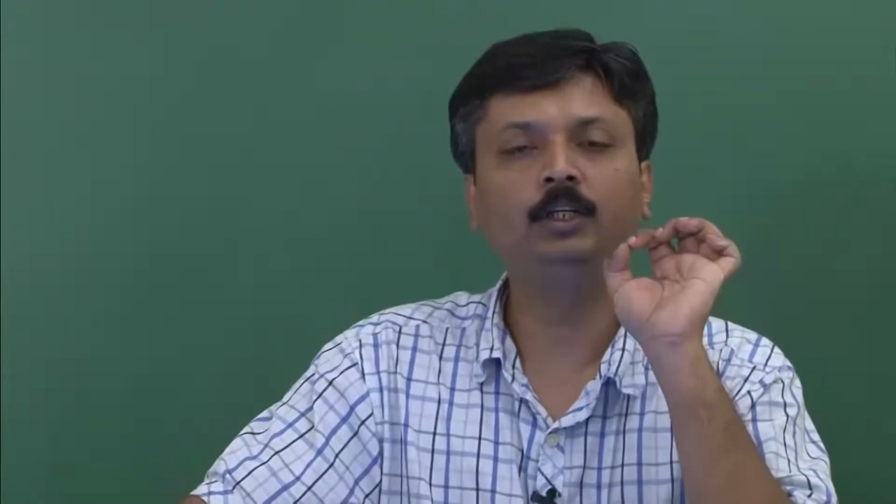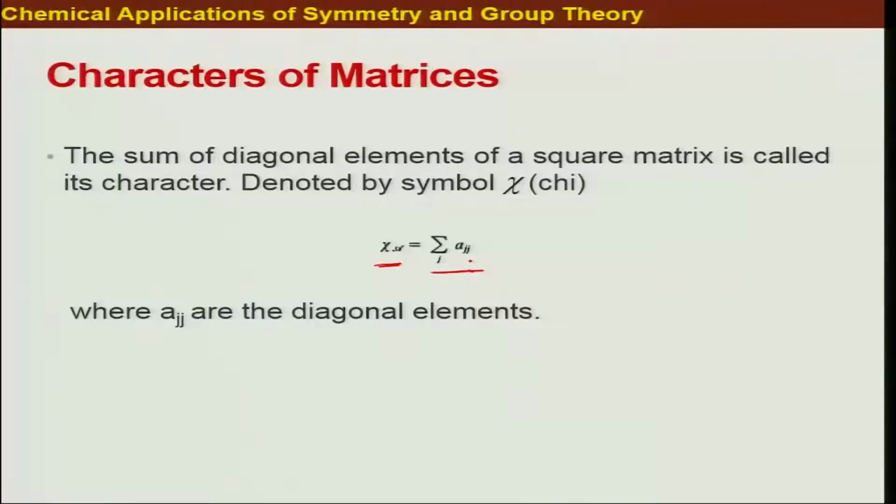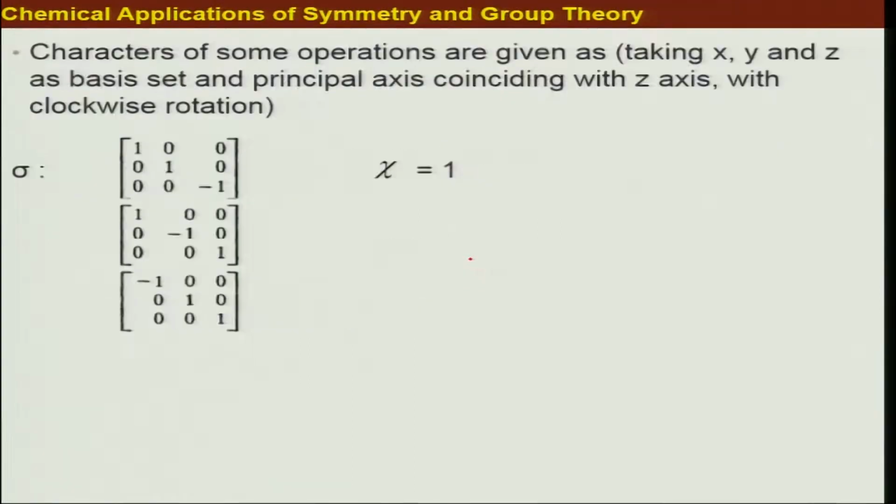So, instead of using the whole matrix representation, I can use just the trace of that matrix and get all the characteristics of the matrix, which in turn give me all the characteristics of the symmetry operation. That is why the trace of the square matrices which represent the symmetry operations are called the characters. We will be using these characters throughout this course henceforth, and this is very important. Now, let's look at some of the characters of the different representations that we can form.